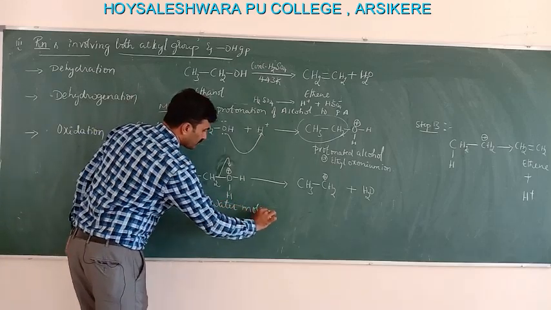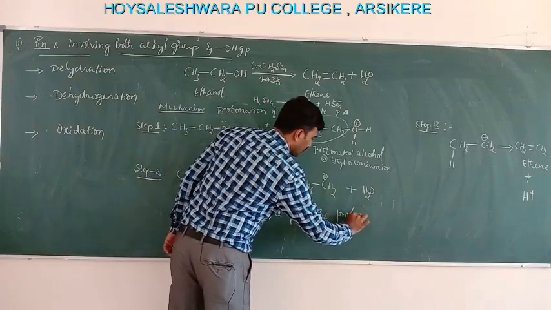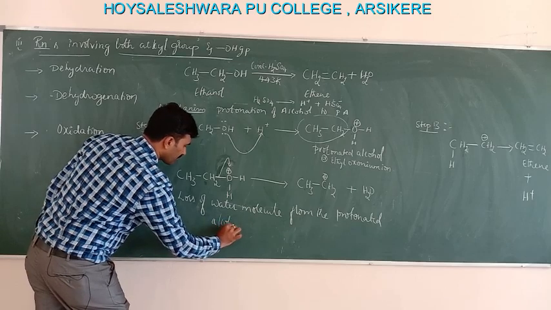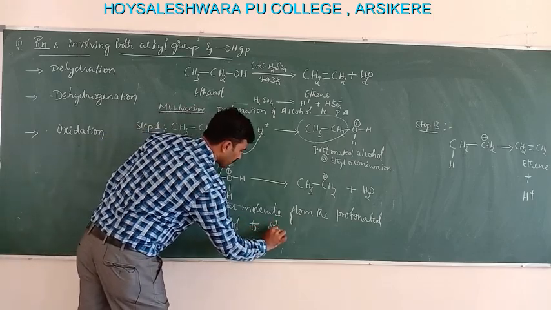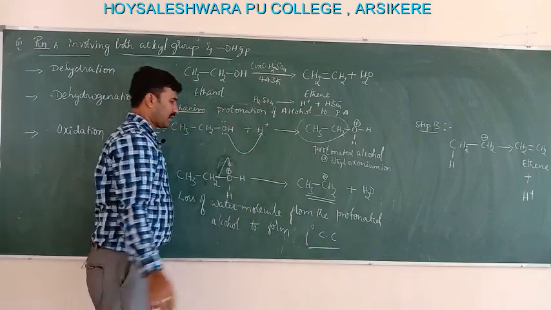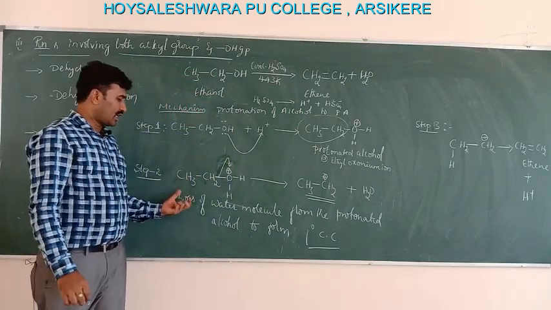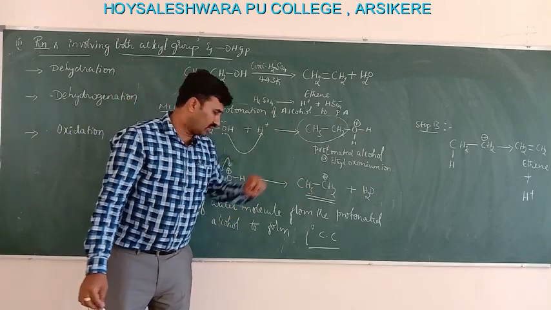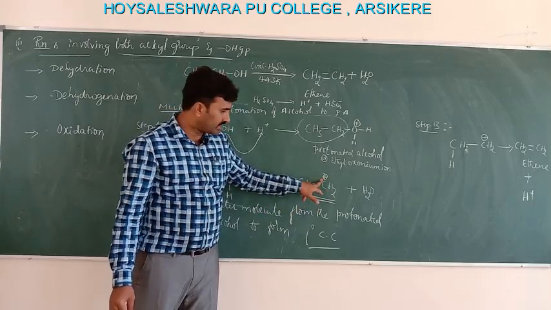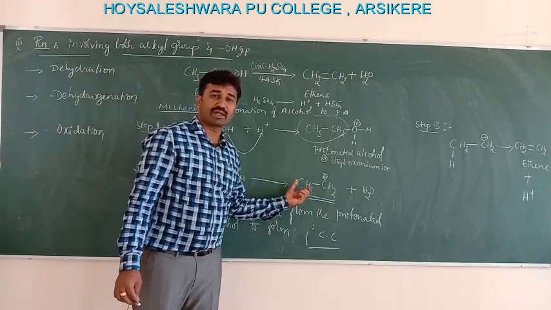Step 2 is the loss of a water molecule from the protonated alcohol to form a primary carbocation, the primary ethyl carbocation. See, here the positive charge is on the carbon atom. This carbon atom has 2 hydrogens and 1 methyl group, therefore it is primary in nature.